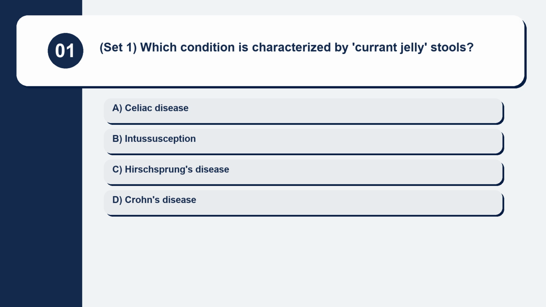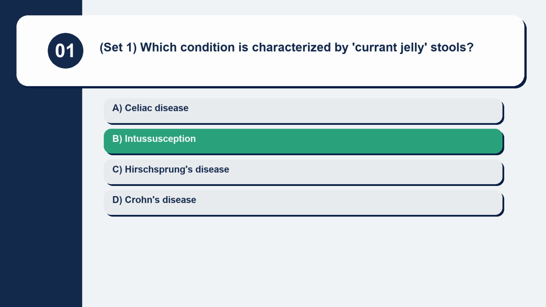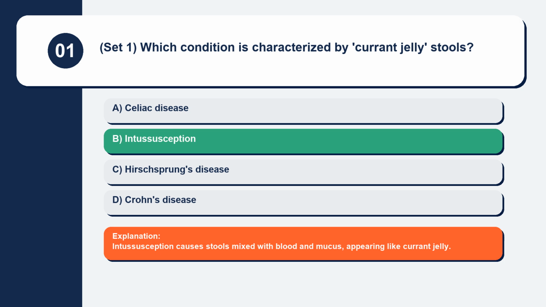Practice NCLEX RN questions, Set 1. Question 1. Which condition is characterized by currant jelly stools? Celiac disease, intussusception, Hirschsprung's disease, Crohn's disease? Intussusception causes stools mixed with blood and mucus, appearing like currant jelly.